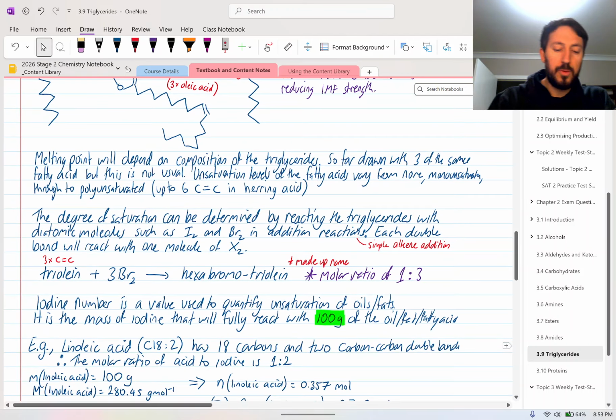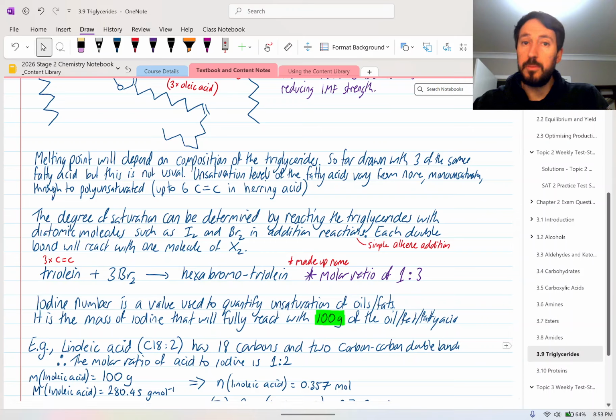So we can get a rough idea of the saturation by looking at the melting point of a substance, but because of all the different combinations of saturated and unsaturated you can get, it doesn't make it very easy to actually determine the saturation level. So instead, we can do it chemically.